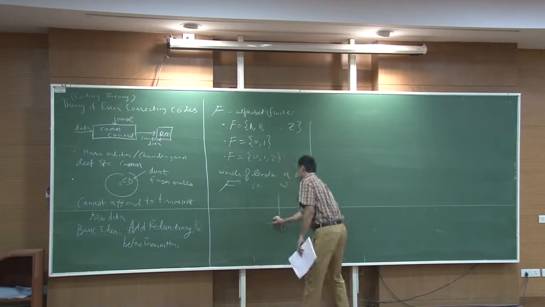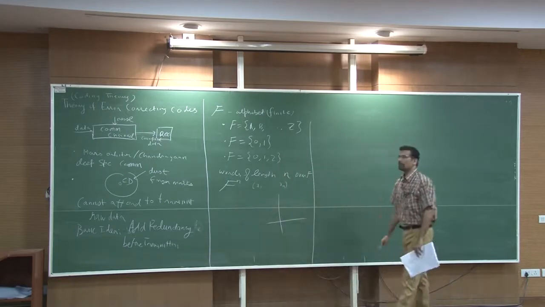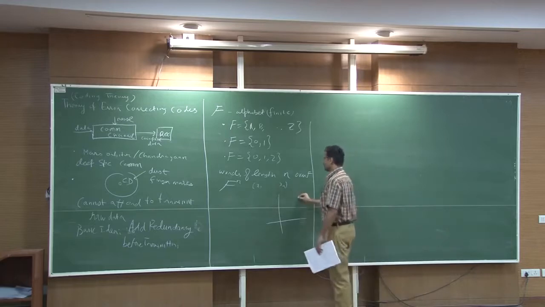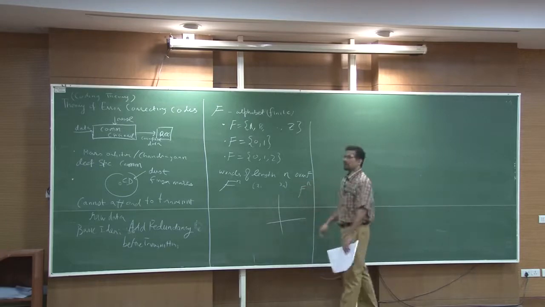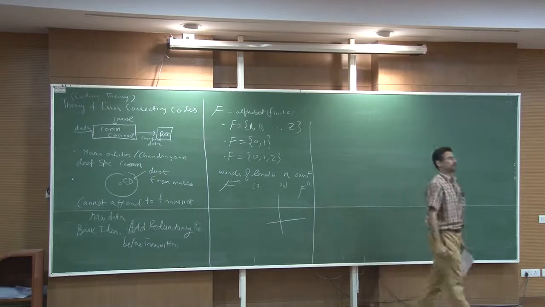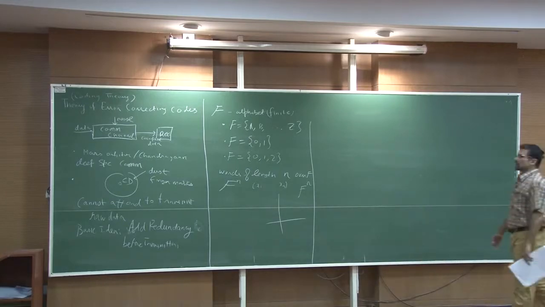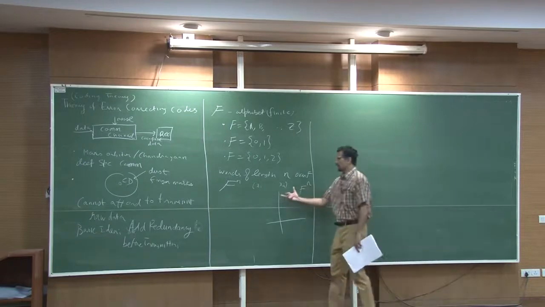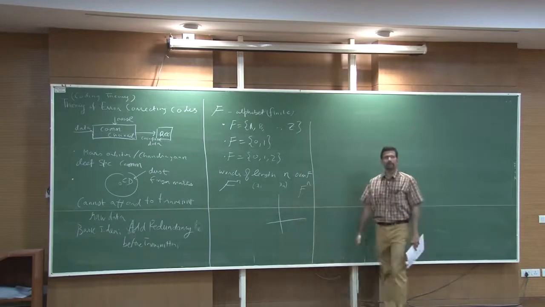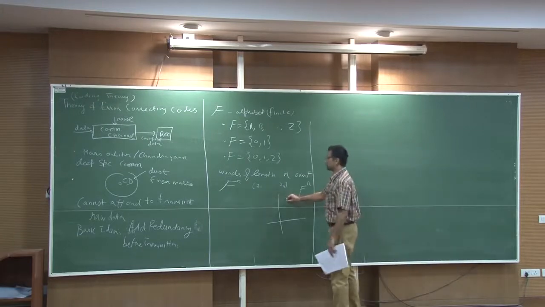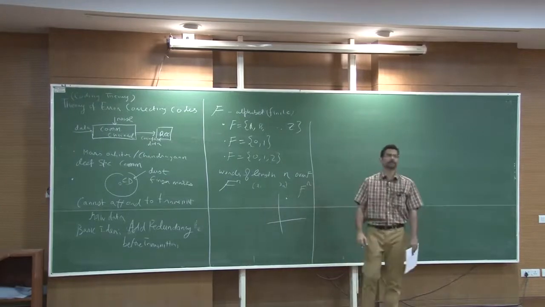So I will just use some geometric notation in analogy with R to the n, Cartesian product. I'm going to just schematically think of this set of words, F to the n, as a space. Okay, a word I'm going to represent by a dot.